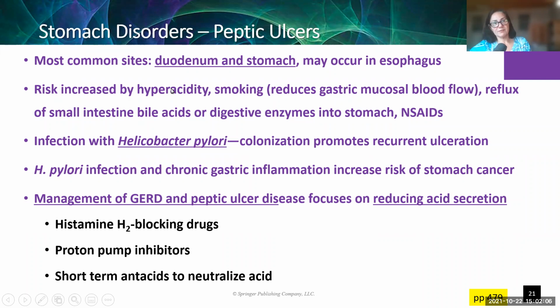The increased risk of peptic ulcers comes with hyperacidity. Smoking will do this because it reduces the gastric mucosal blood flow, so you're not going to make as much mucus. Reflux, NSAIDs, as I've already said. Here's a really important one.